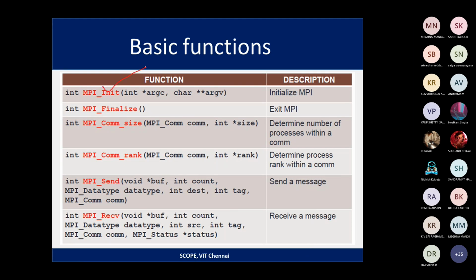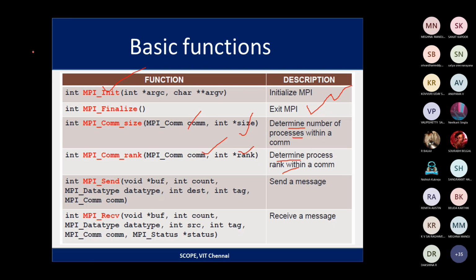First one is MPI initialization, MPI underscore init, to initialize MPI. Then MPI underscore finalize, for exiting the MPI library. Then MPI underscore communicator size. Here there are 2 parameters that we need to pass, the communicator and the size. It will determine the number of processes within the communicator. Then MPI communicator rank. Here we have to pass the communicator and the rank. It will determine the process rank within the communicator, so here we are trying to get the process ID.